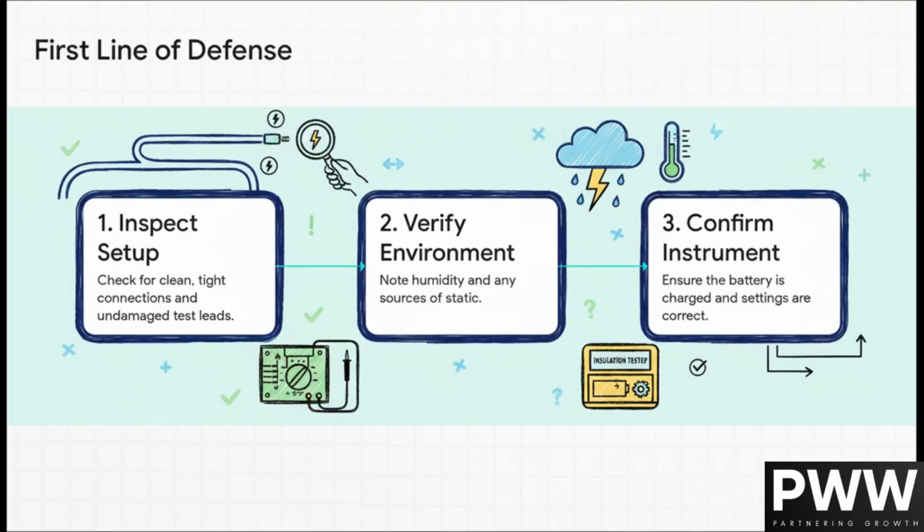Before you even think about blaming the tester, number 1, check your connections. Are they tight? Are they clean? Take a good, hard look at your leads. Number 2, check the environment. Is it super muggy in there? High humidity can absolutely wreck high voltage testing. And finally, number 3, check the instrument itself. Is the battery fresh? Are you on the right voltage setting? I'm telling you, more often than not, these 3 steps will solve your problem.